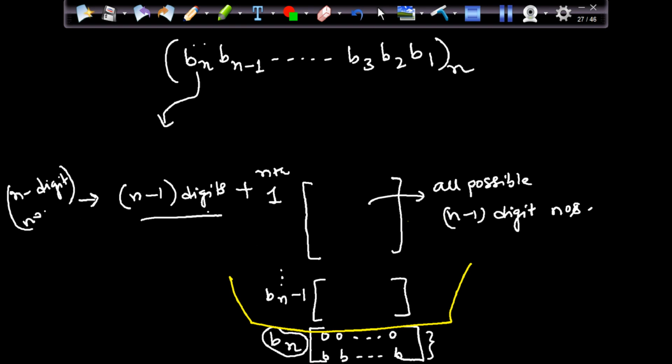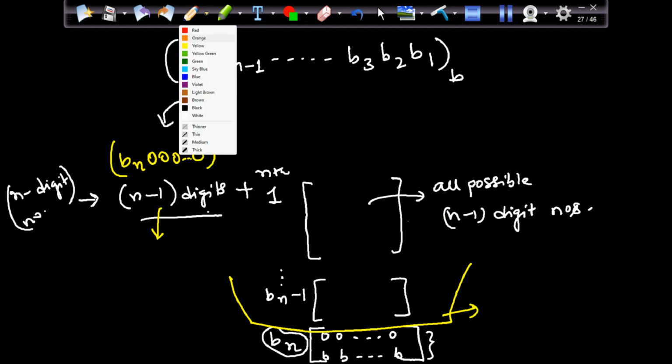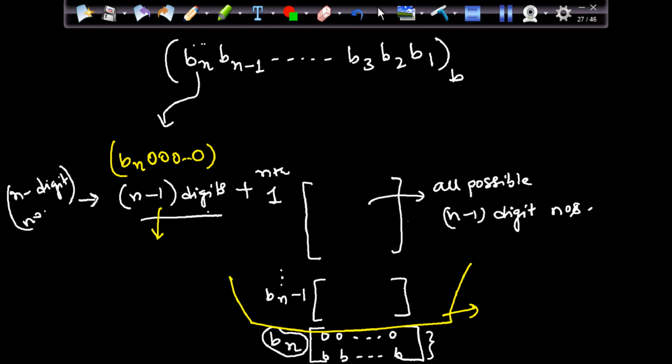Okay, so basically b_n at the nth place represents b_n 0 0 0 and so on. So how many numbers are possible? It is b to the power n-1, and this is all possible in it. This is again b to the power n-1, and this is also b to the power n-1, because this contains all possible n-1 digit numbers. So how many numbers possible?